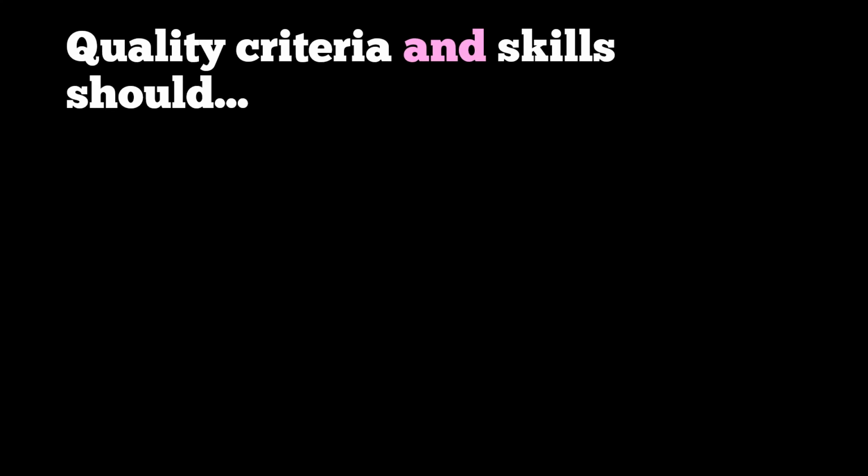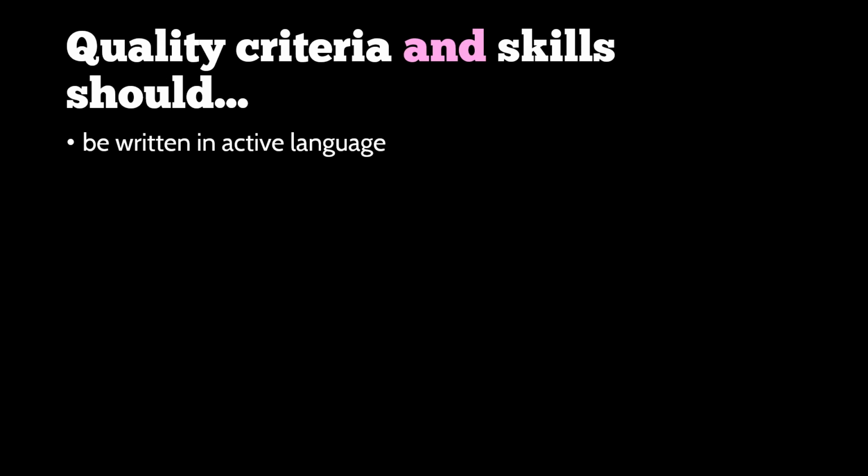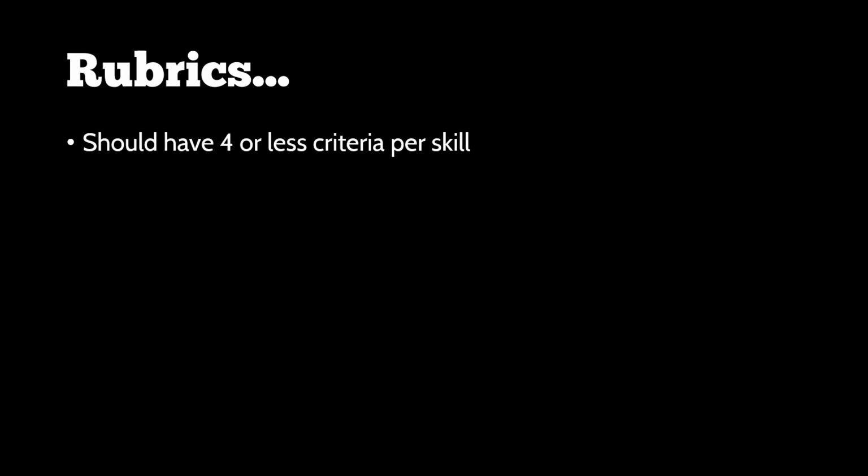Quality criteria and skills should, where possible, start with a verb in the present tense. So instead of interconnection found, you might say finds interconnection. That's simply to improve the usability and readability of the rubric for different users of it. Quality criteria and skills should also be written in active, not passive language. So instead of quotes used, it should be uses quotes. Those last two pieces of advice are so that students know what they have to do to be assessed at that level.